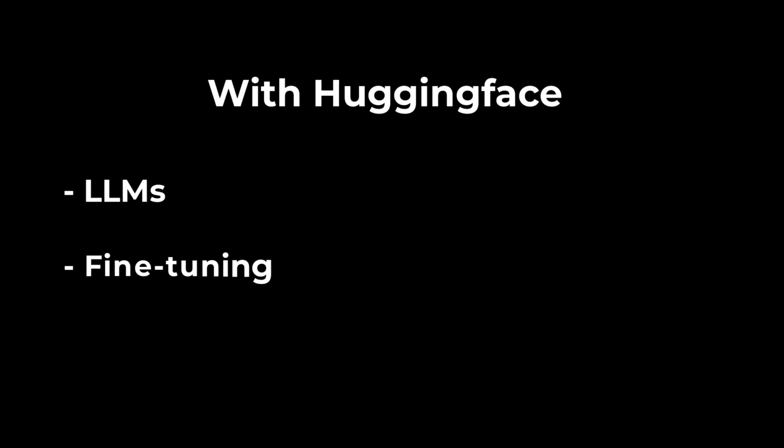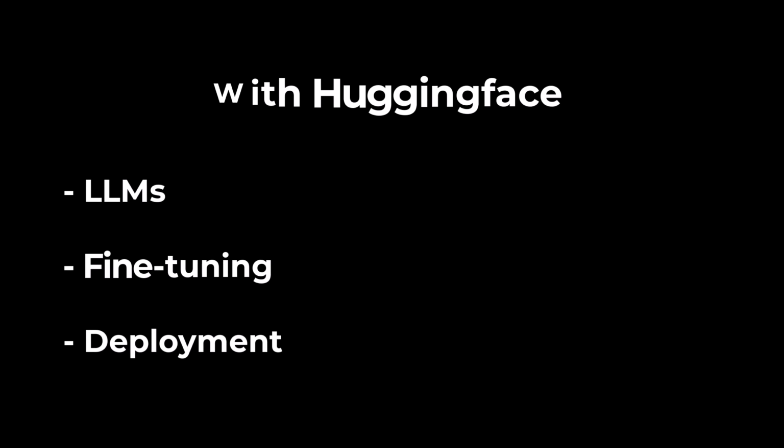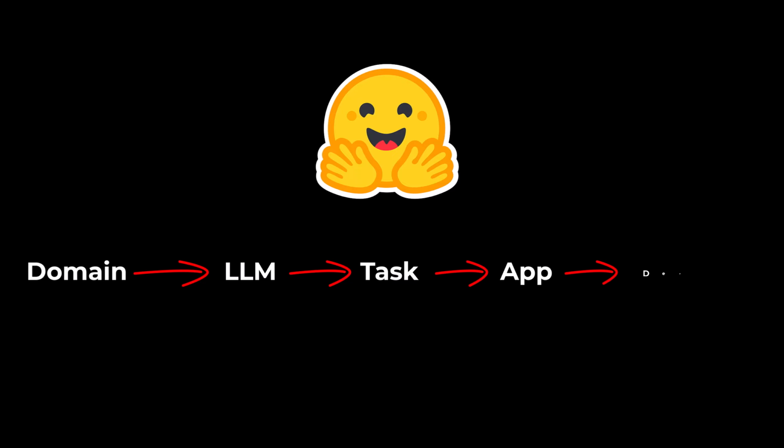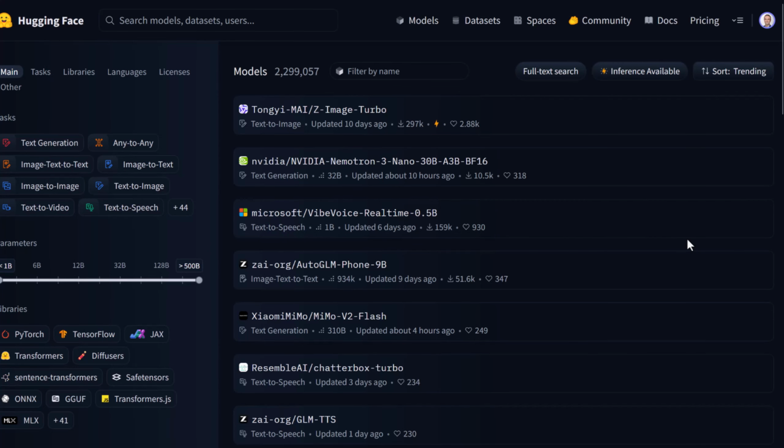Hugging Face is an ecosystem for building end-to-end AI projects. With this ecosystem, you can work with LLMs, fine-tune them, and deploy models quickly and easily. You can also build solutions in NLP, computer vision, and audio. All you need to do is pick a domain, choose an LLM, adapt it to your tasks, build an app, and deploy it on Hugging Face Hub. Hugging Face provides everything you need all in one place. And the good news is all the models you use are free. Pretty awesome, right?